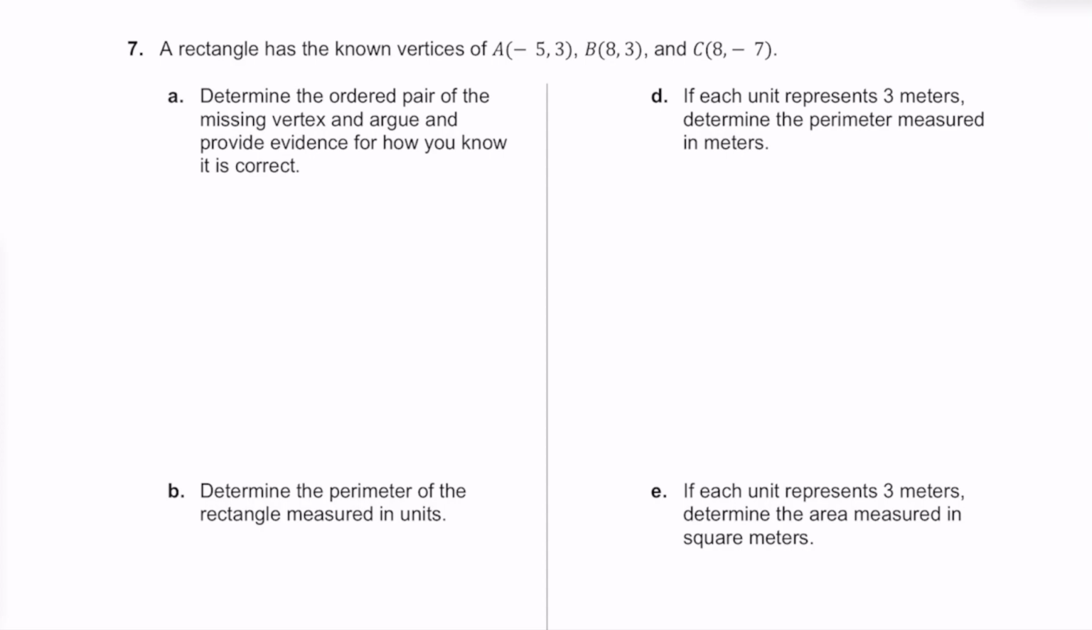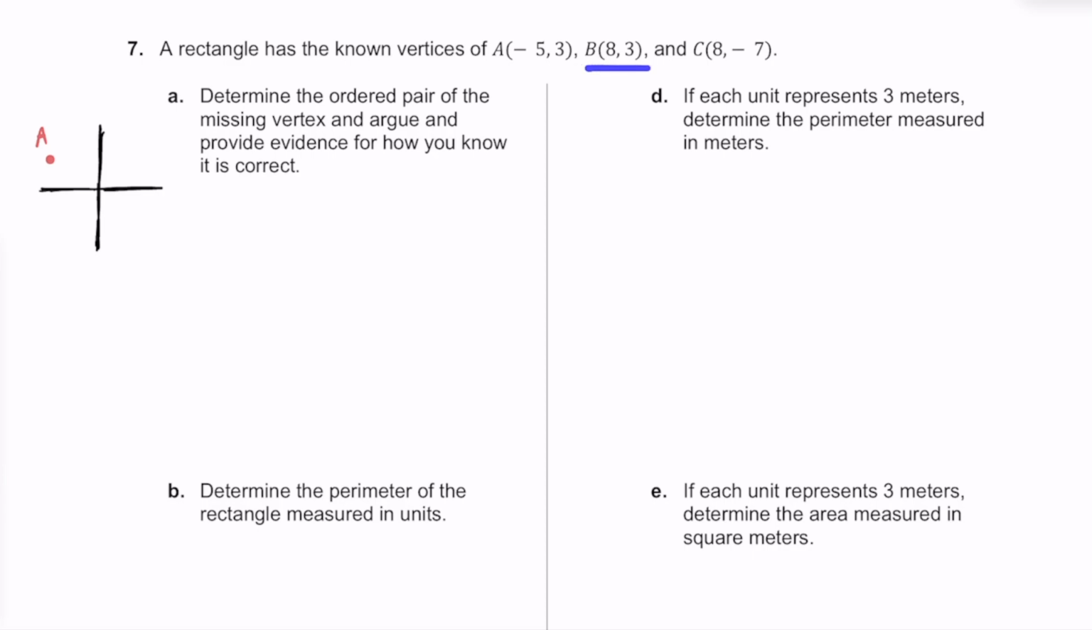So let's go ahead and just visualize what this looks like. On the side here, I'm just going to sketch a coordinate plane so we can see where these points are. Now for point A, we have (-5, 3), so that's going to be over in quadrant 2. So I'm going to go 5 to the left and 3 up. I'm going to say point A is right about here.